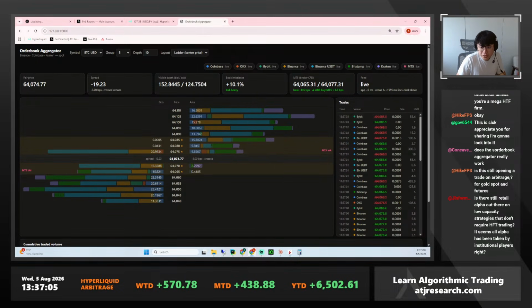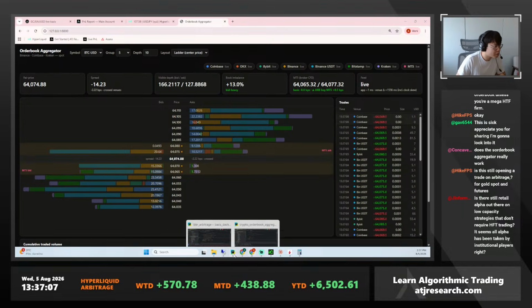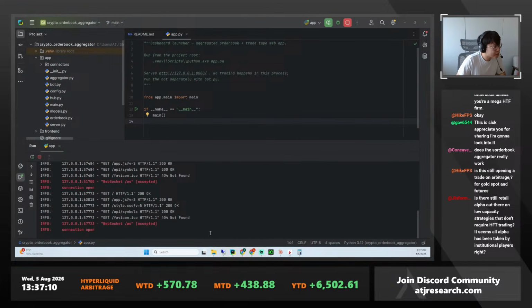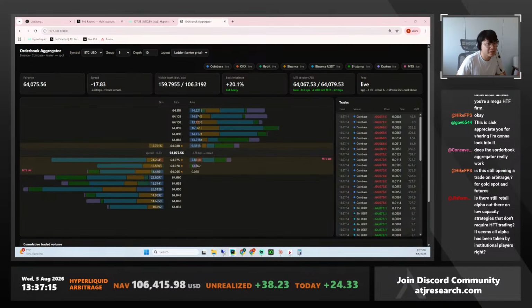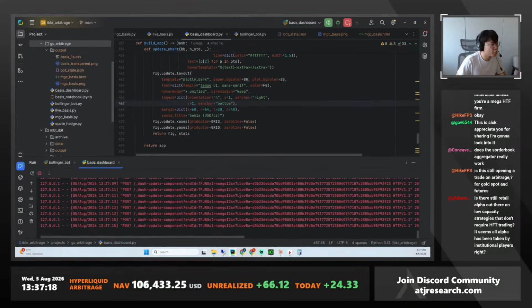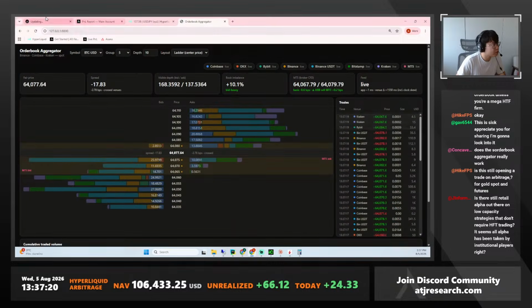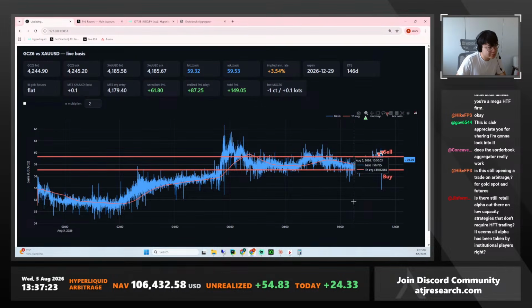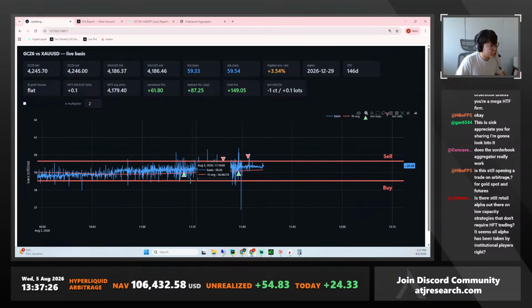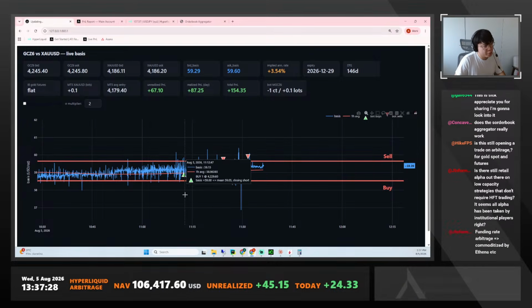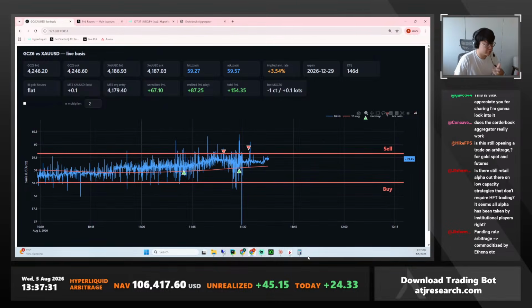Is it still open to trade on arbitrage for gold spot and futures? Yeah, right now it is running. I need to create a nicer dashboard for you guys to look at, because right now the dashboard doesn't really look that nice. Here you can see we bought here, we sold here, we bought, we sold here. So we're buying low, we're selling high. But again, it's on a demo account, so maybe it might not be as accurate. But we see that here it buys and here it sells.